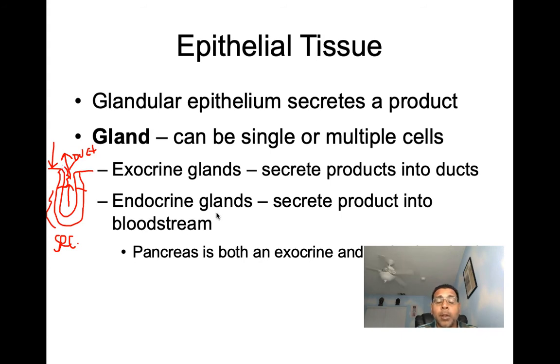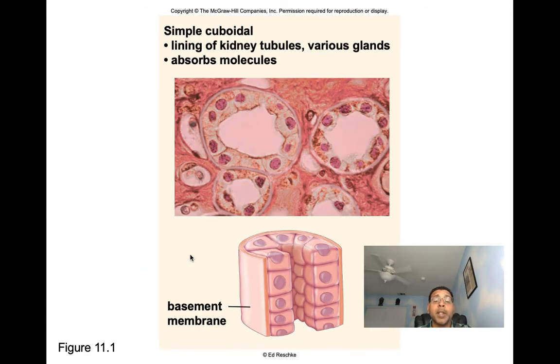Now, endocrine glands are going to secrete their products right into the bloodstream. The pancreas is one example. The pancreas is an example of a mixed gland. It's got both exocrine and endocrine tissue in it. So it's an exocrine and an endocrine gland. So that's all epithelial tissue.